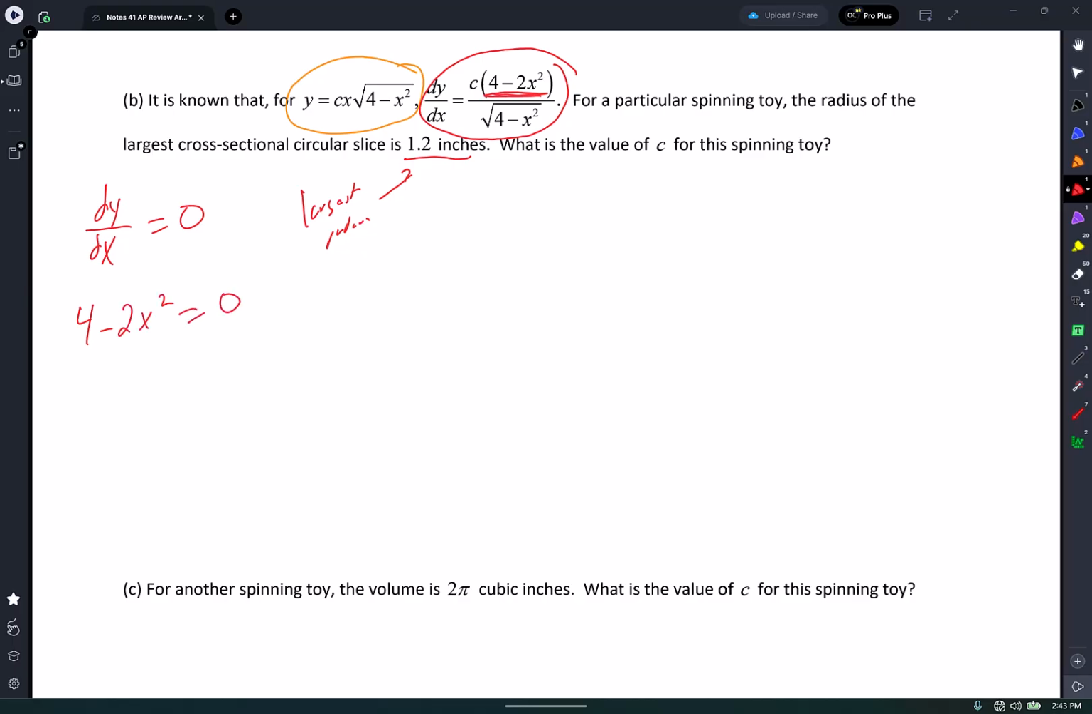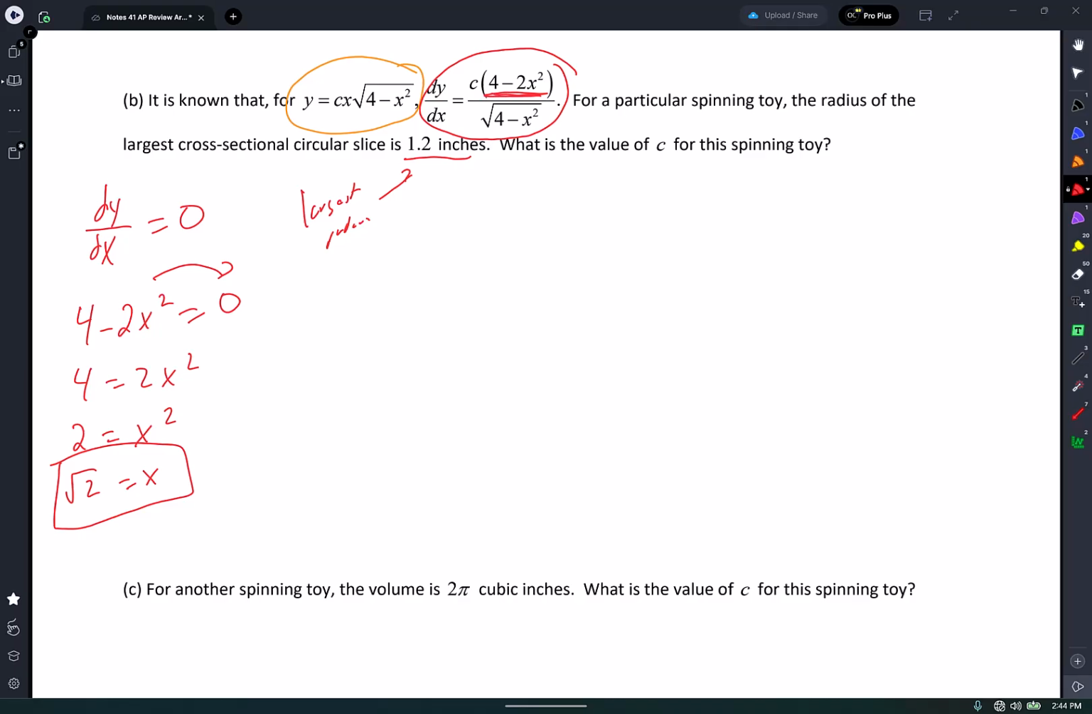And now I'm just going to do algebra. I'm going to move the 2x squared to the right. 4 equals 2x squared. Divide both sides by 2. 2 equals x squared. And then take a what? A square root. Square root of 2 equals x. I guess you can use the mirror property or symmetry property and say x equals square root of 2 or whatever. But there it is. They don't want x. They want c. Okay, I need x first.